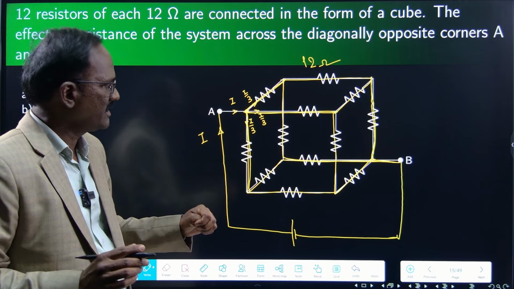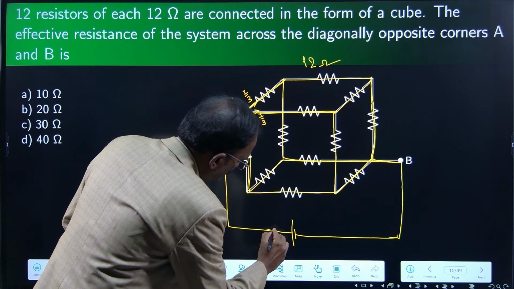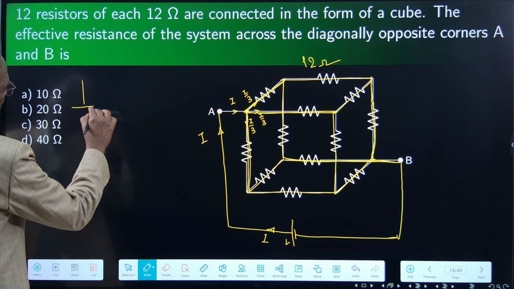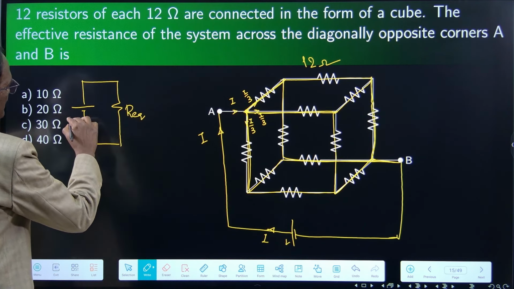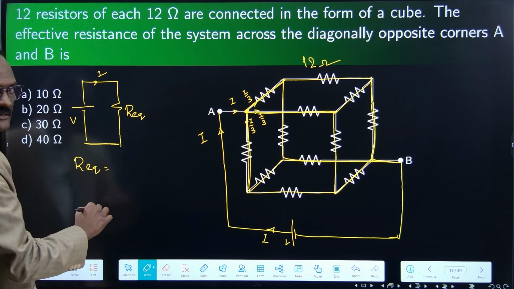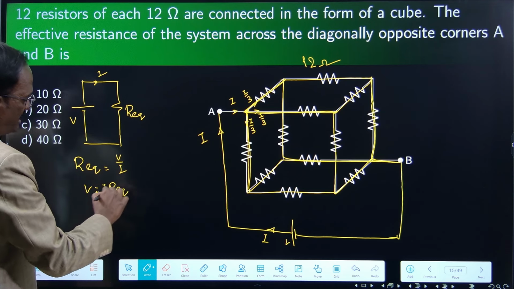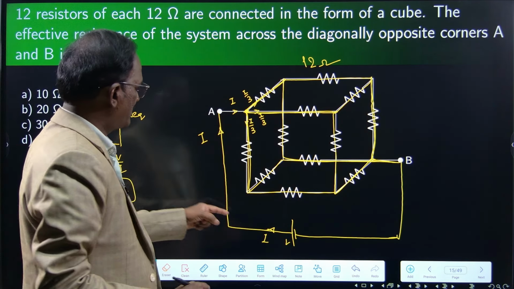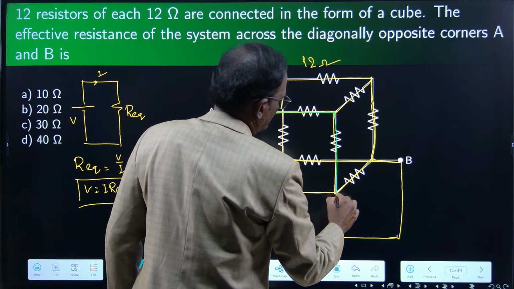Only one path we will take and we will apply Kirchhoff's voltage law, right? Because this is the current I, this is battery V. The equivalent circuit will be: the equivalent value of this cube will be R equivalent, this is V, this is I. R equivalent will be V by I, or V is equal to I into R cube, or equivalent. This concept I am going to use. I am going to trace only one circuit. Let me draw with green line. Yes.